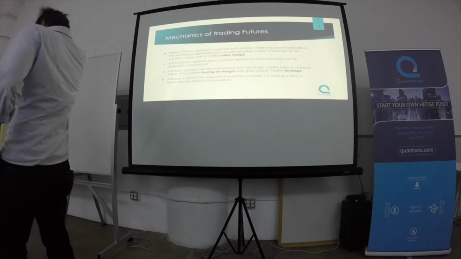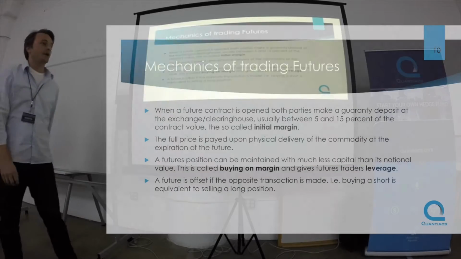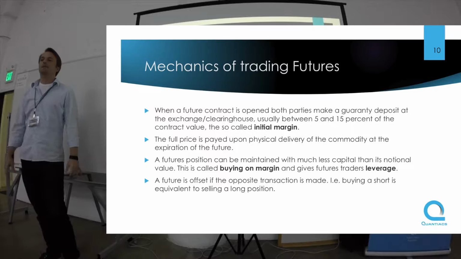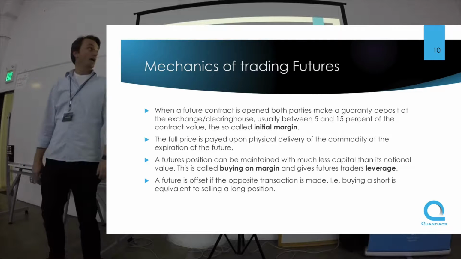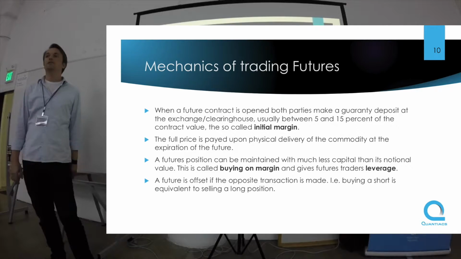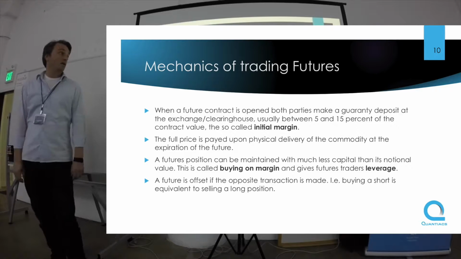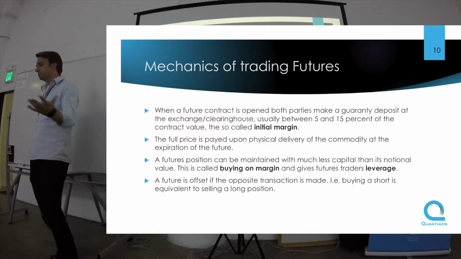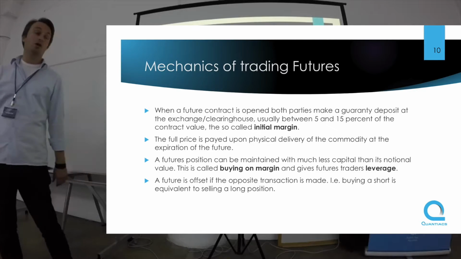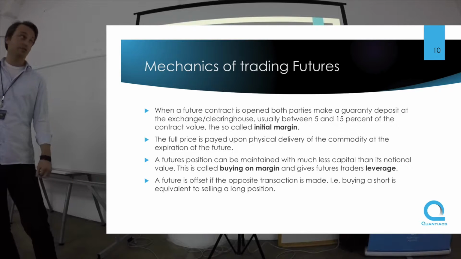Yeah, the mechanics of trading futures. If a futures contract is opened, then both parties make a down payment, so to say, a guarantee deposit at the exchange clearinghouse or broker. And this is usually between 5 and 15% of the notional contract value. This is called the initial margin. So you deposit at your broker a few $1,000, to buy a contract that can be worth up to $100,000.